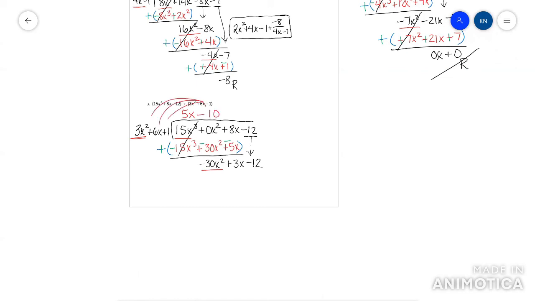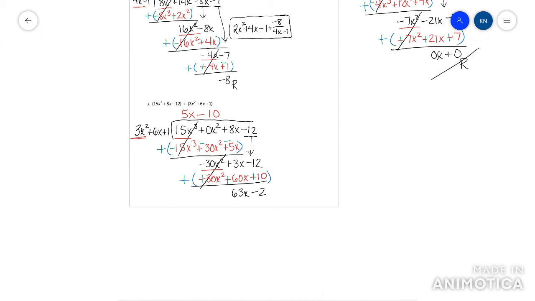Distribute a minus 10 to all these things. So that's going to make negative 30x squared. It's going to make minus 60x. And it's going to make minus 10. You have to subtract this whole thing. Distribute that minus sign and change these signs. You're ready to combine. The x squareds will cancel. 3x plus 60x is 63x. Negative 12 plus 10 is minus 2.